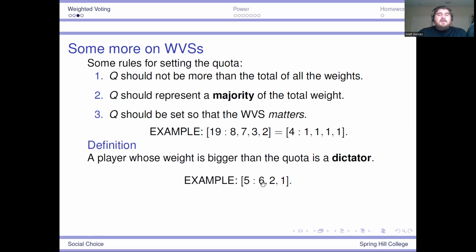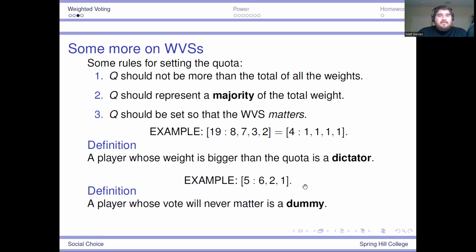So for example, here, this first player has a weight of 6, and it only takes 5 to pass. So if they vote yes, something's going to pass. If they vote no, there's no way player 2 and player 3 can add up to 5. So they're not going to get anything done.